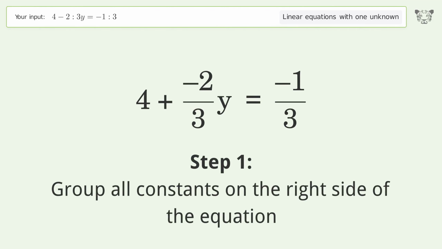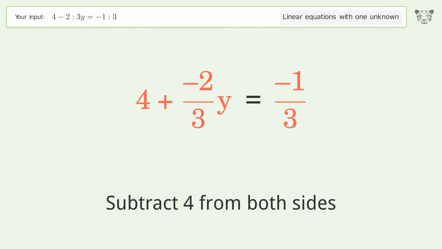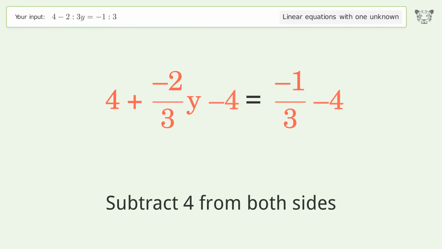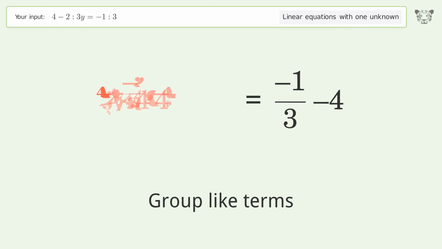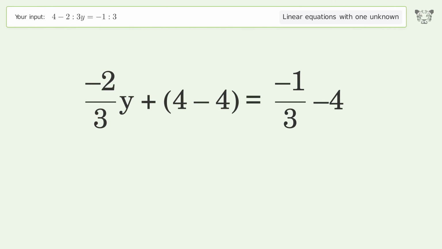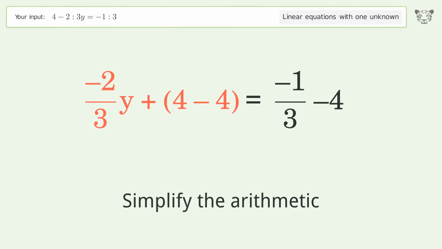Group all constants on the right side of the equation. Subtract 4 from both sides. Group like terms. Simplify the arithmetic.